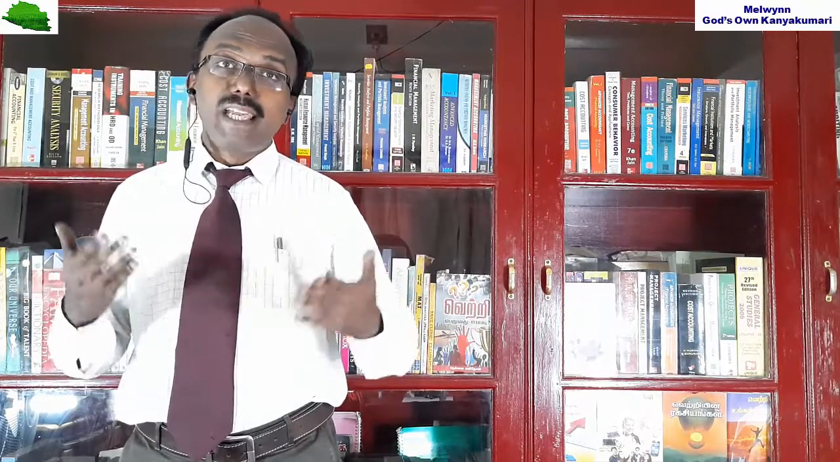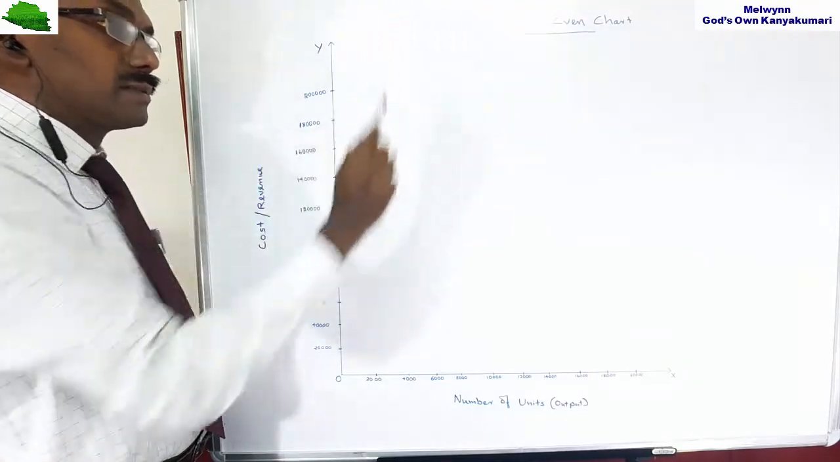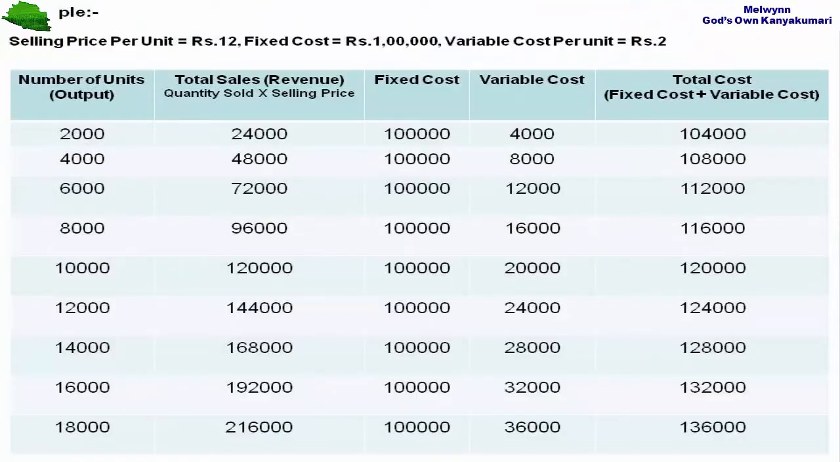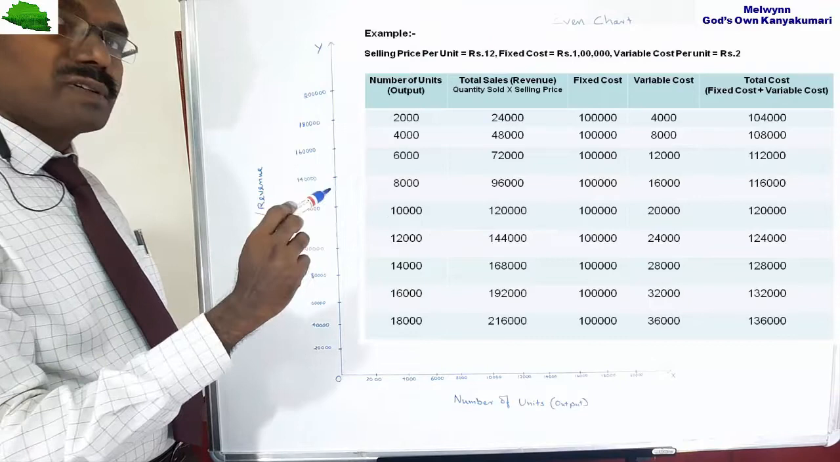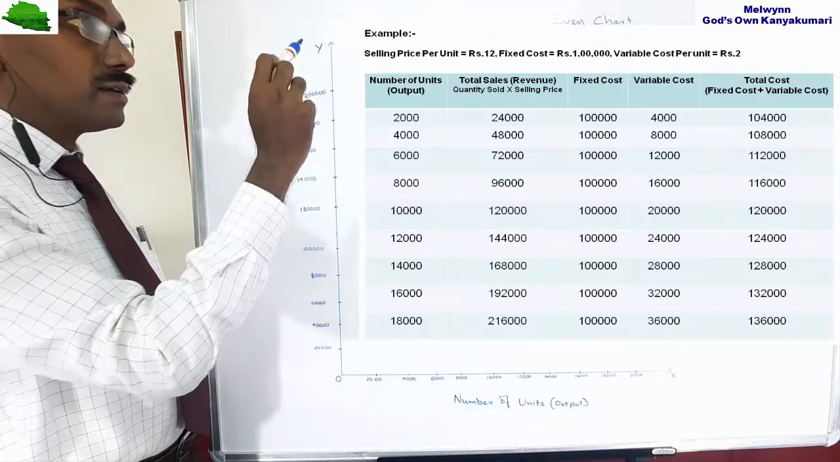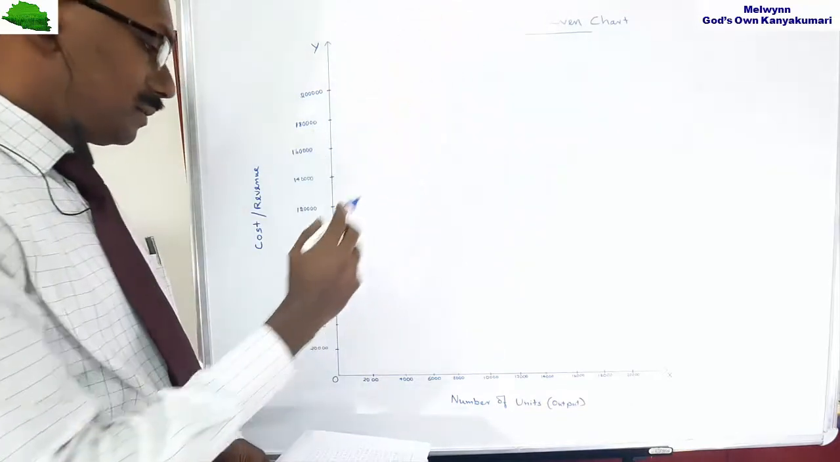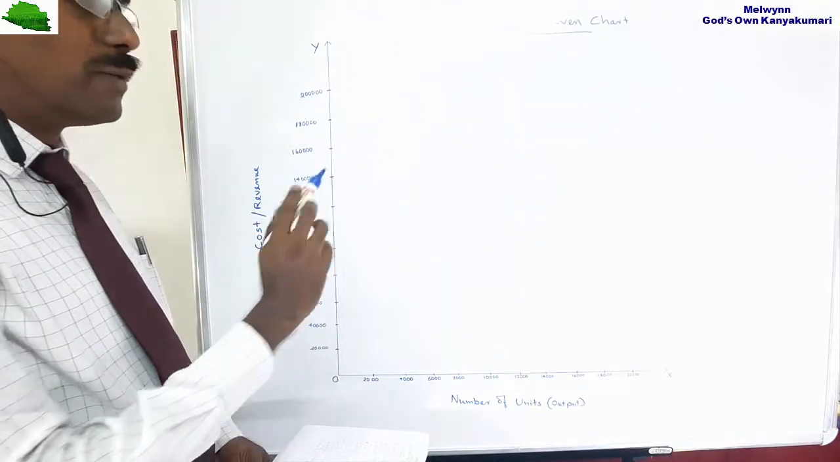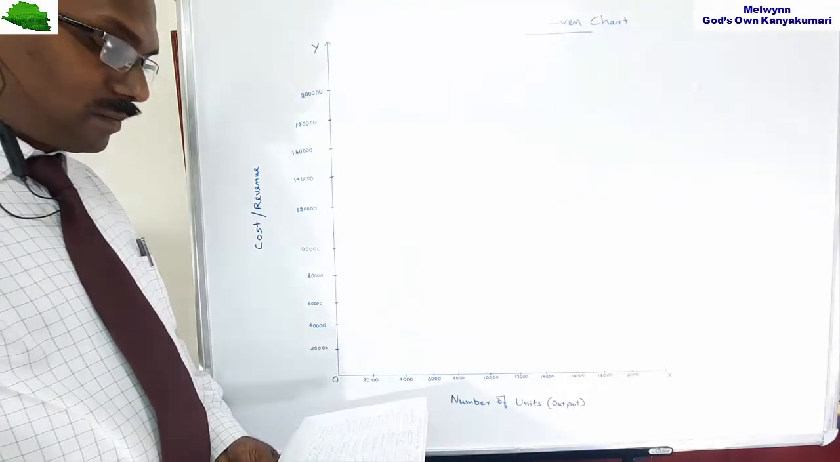In this episode, we can see the break-even chart with an example. Now we can see the break-even chart. Based on the given table values, we can see the break-even chart. In this break-even chart, we want to identify the break-even point. For this, first you have to see the table.